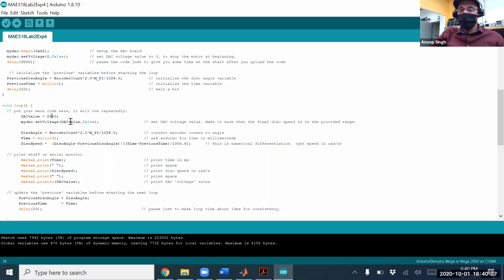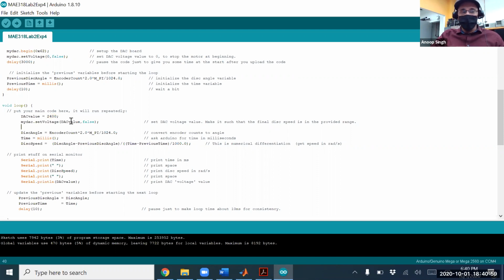Why 9 to 15? Because in future labs, we'll be trying to control the speed of this disk, and our desired speed is 12. So we're trying to do all our experiments around 12 speed so that our models are valid for the speed around 12, because that's going to be the desired speed in the future labs. Okay, so this DAC of 2400 I chose because when I give that DAC value to the motor, the speed is somewhere between 9 and 15. So I chose that DAC value.